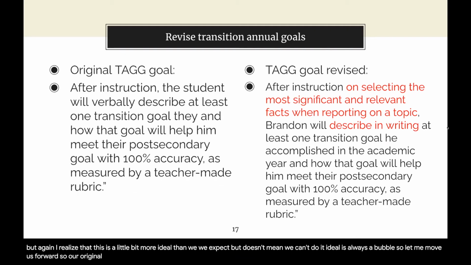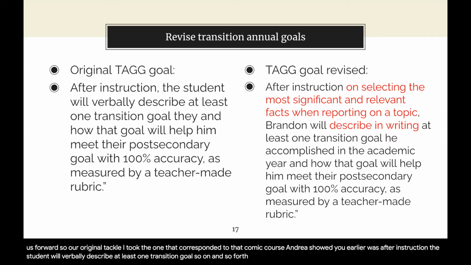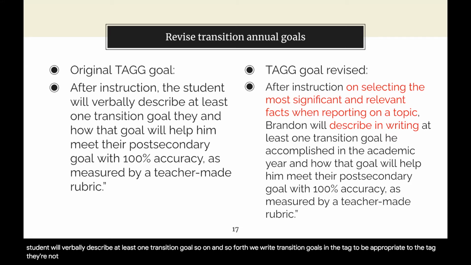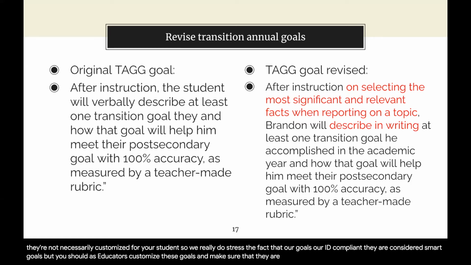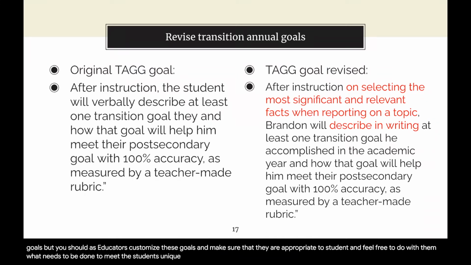So our original TAG goal, I took the one that corresponded to that Common Core standard I showed you earlier, was: after instruction, the student will verbally describe at least one transition goal, and so on and so forth. We write transition goals in the TAG to be appropriate to the TAG. They're not necessarily customized for your student. So we really do stress the fact that our goals are IDEA compliant, they're considered SMART goals, but you should, as educators, customize these goals and make sure that they are appropriate to your student, and feel free to do with them what needs to be done to meet the student's unique environment and skills and abilities.